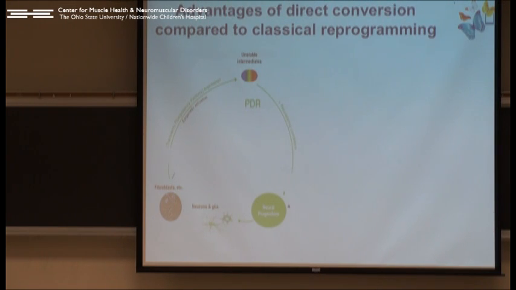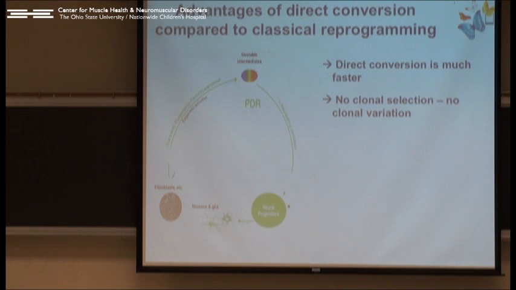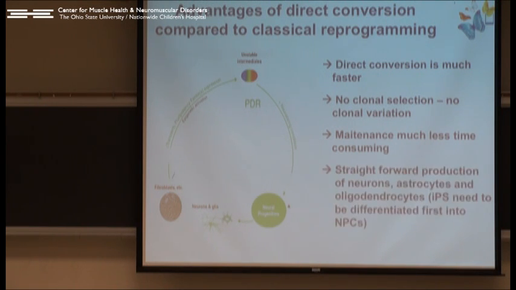So there's advantages of doing this. One is it's much faster. You don't have to do clonal selection because all of the cells will respond to this within your tissue culture dish, and the maintenance is much less time consuming. And it's a very straightforward process of deriving neurons, astrocytes, and oligodendrocytes.